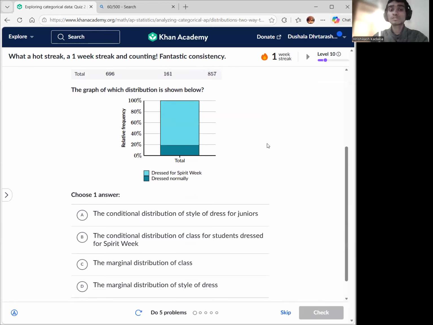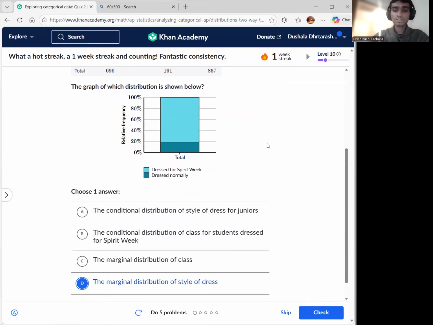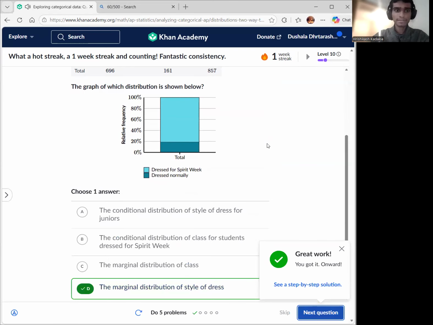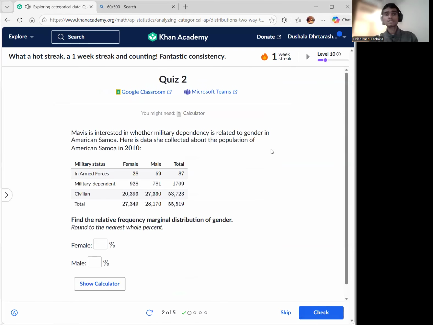Which means marginal. Marginal for type of dress. Exactly, for style of dress. Perfect. Mavis is interested in whether military dependency is related to gender in American Samoa. So they're just saying females and males, either related to gender or not. Males are more likely to get into the military, so it's kind of modeling that relationship, whether it's that or a gender imbalance or not.